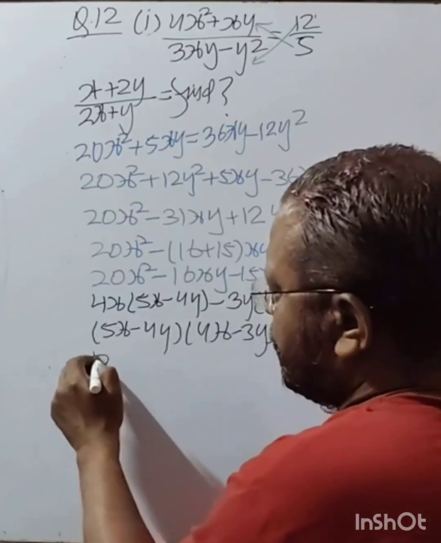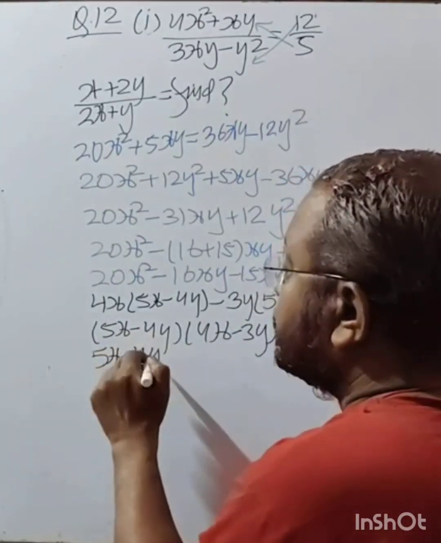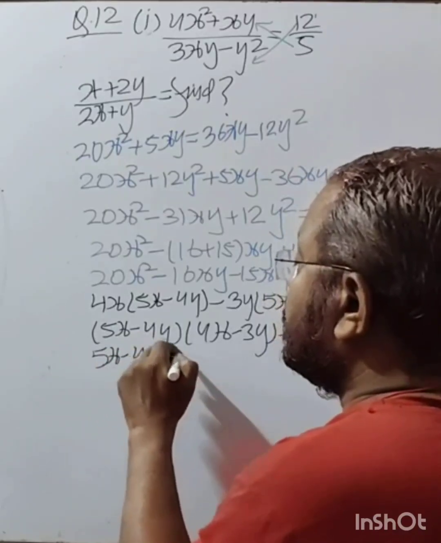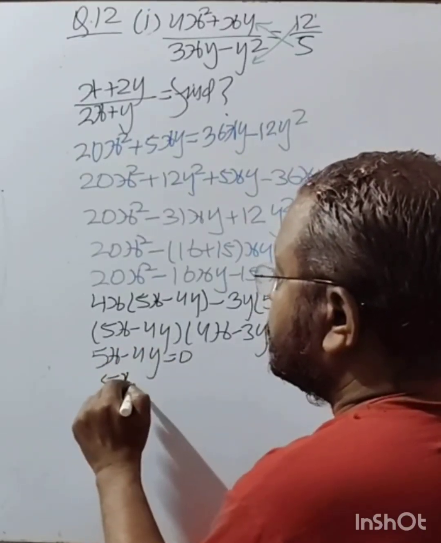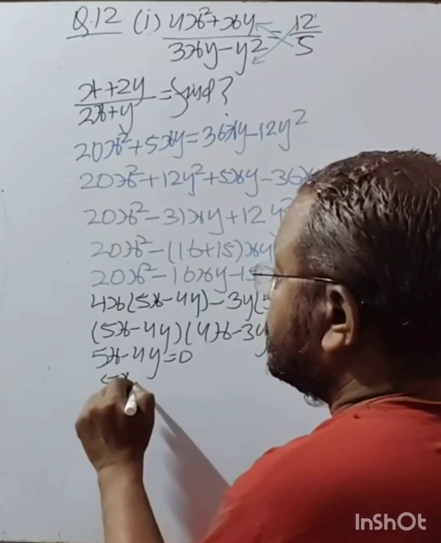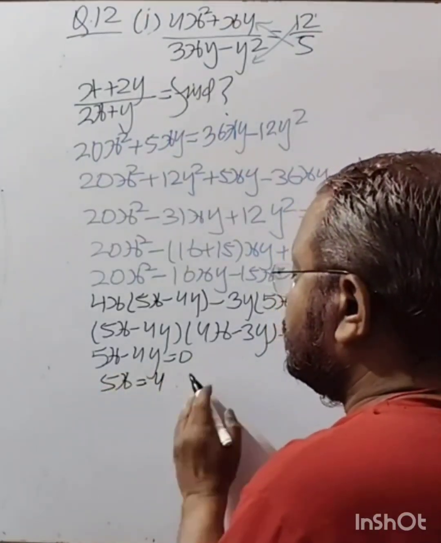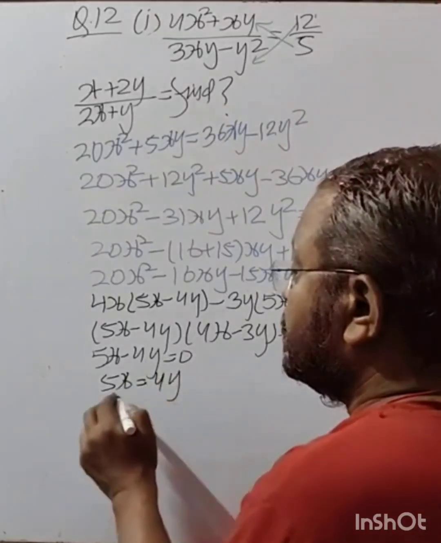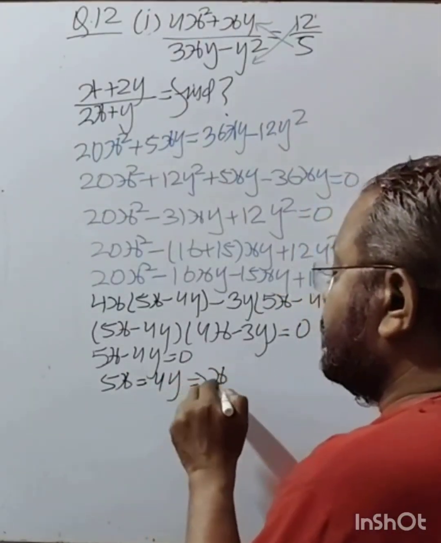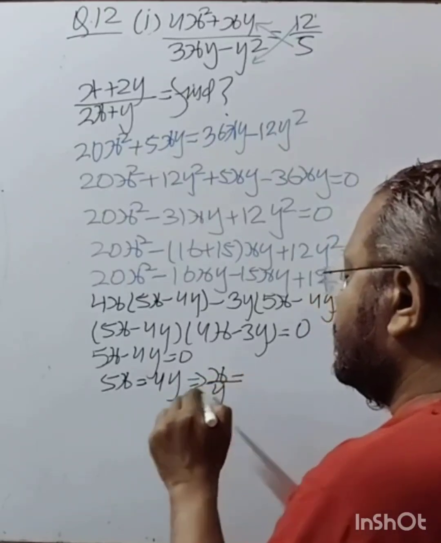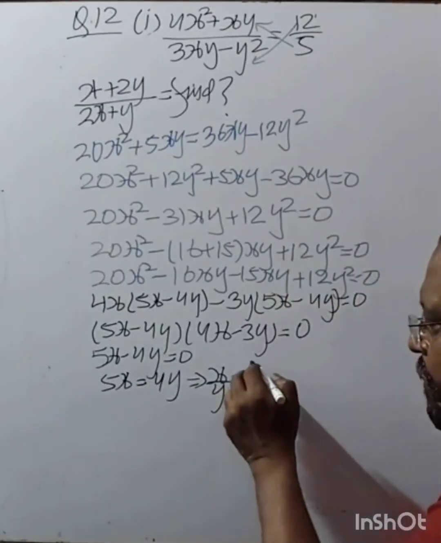So now 5x minus 4y is equal to 0. So 5x is equal to 4y. So we can write it x upon y is equal to how much? 4 upon 5.